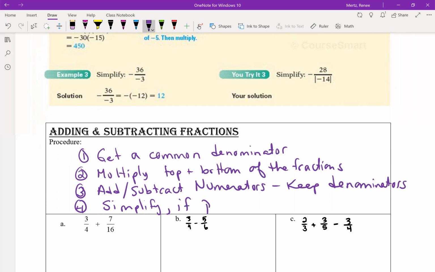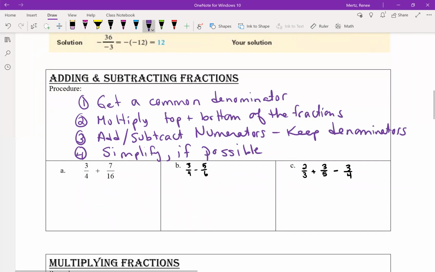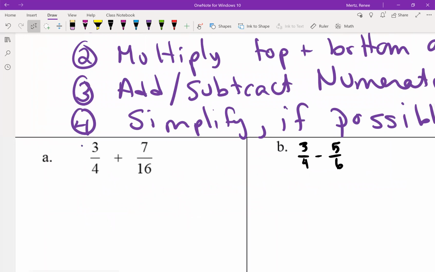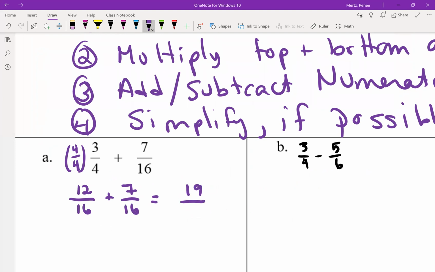So let's try a few of these. For A, when we're comparing the 4 and the 16, the least common denominator would be 16. So we would have to multiply the 4 by what number to get a 16? We'd have to multiply the 4 by a 4. So we do it to the top and the bottom. That's what I mean by step 2. So we get 12 sixteenths plus 7 sixteenths. Now we're ready for step 3. We add the numerators and we keep the denominator. You may keep it in that form. If you show that 4 over 4, that's showing your work.